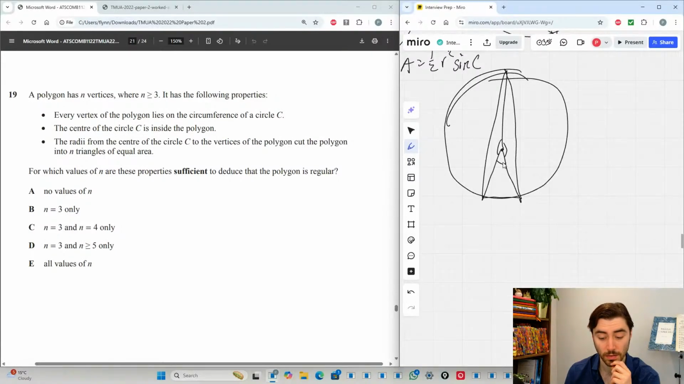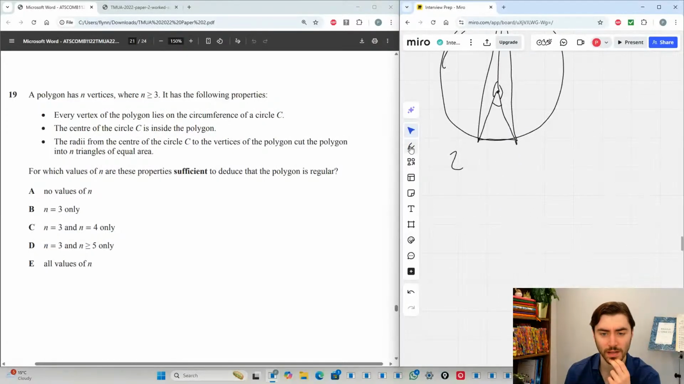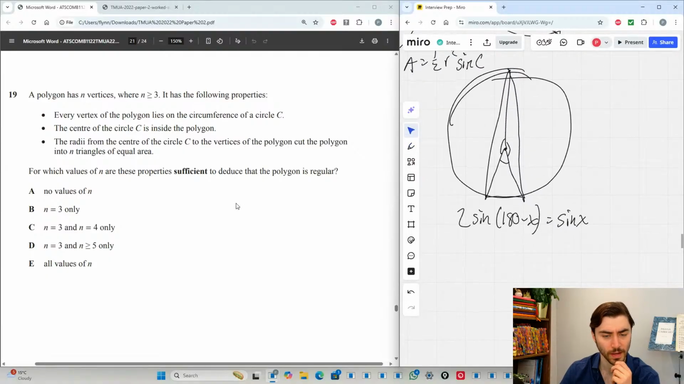Oh, no. Can I construct it where 2... Okay, I'm wasting time on this now. But can it be done such that 2 sine of 180 minus x is equal to sine of x? No, okay, I'm overcomplicating this. I've only got 5 minutes left.